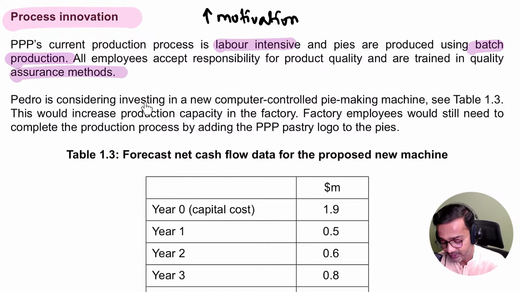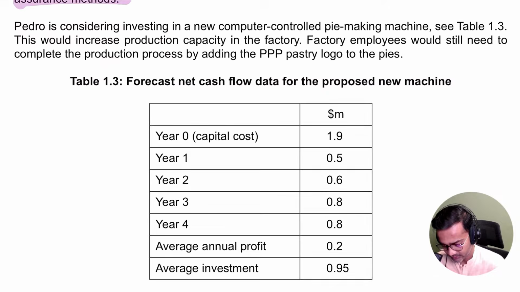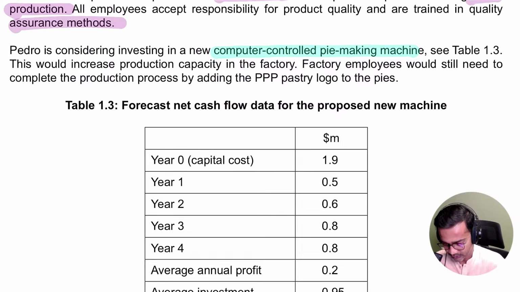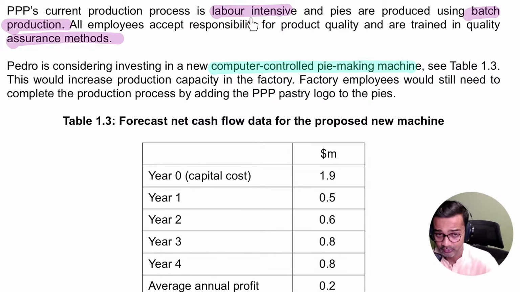Pedro is considering investing in new computer-controlled pie making machines. See table 1.3. So we're given 1.3 here, where you're given net cash flows. Year 0 is the year of investment, then 4 years of returns. We're given annual profit, average investment. So we'll use that information for the calculation questions, but let's read through this first. Now the interesting thing here is that there's a complete switch in the mood. They're going for a new computer controlled. So they used to be labor intensive and they used to keep workers happy.